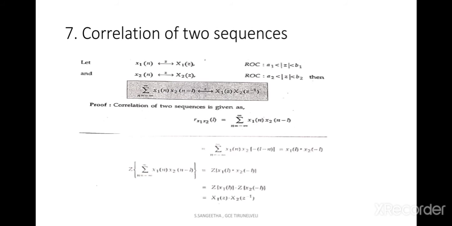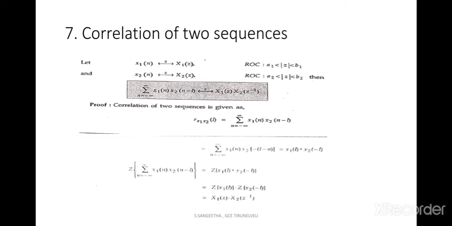Next will be the correlation of two sequences. In the correlation of two sequences, x1(n) has the z-transform capital X1(z), and x2(n) has the z-transform capital X2(z). We have to prove the summation of n equal to minus infinity to infinity of x1(n) x2(n-l).